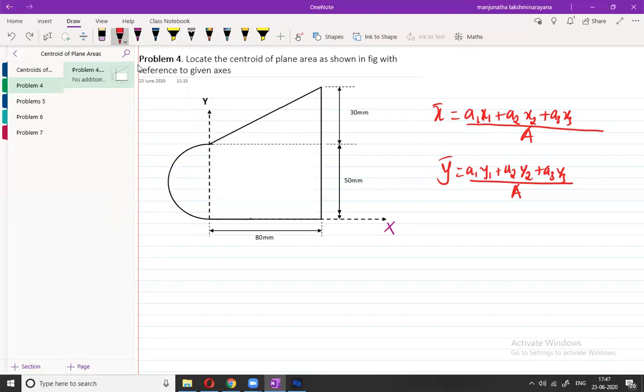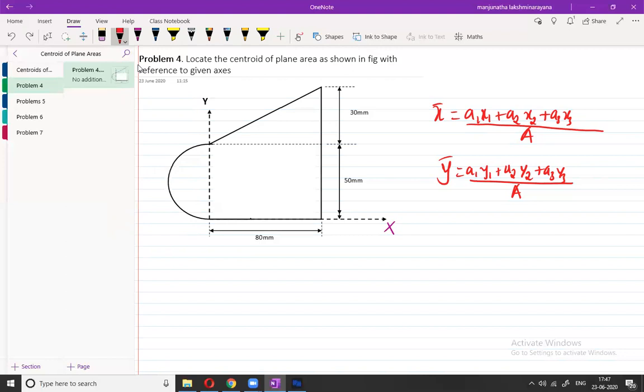Hello everyone. In this class, let us solve some problems on finding out the centroid of complex areas. Now, let us consider problem number 4. Locate the centroid of plane area as shown in the figure with respect to the reference axis, which is nothing but the given axis. Right?